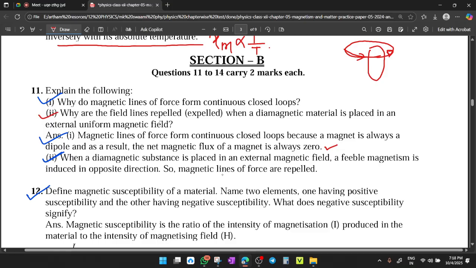Second question, why are the field lines repelled when a diamagnetic material is placed in an external uniform magnetic field? Yesterday we talked about this. When a sample of diamagnetic material is placed in a uniform magnetic field, the magnetic lines of force are repelled. Why? When a diamagnetic substance is placed in an external magnetic field, a feeble magnetism is induced in the opposite direction to the applied magnetic field. So the magnetic lines of force are repelled. Clear?